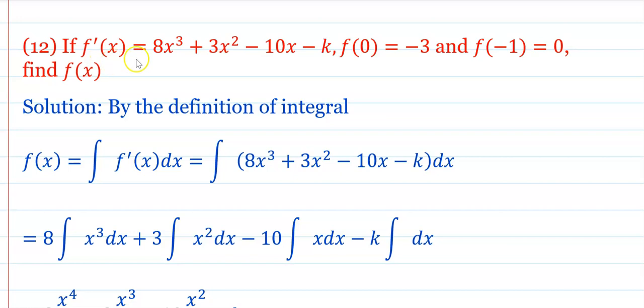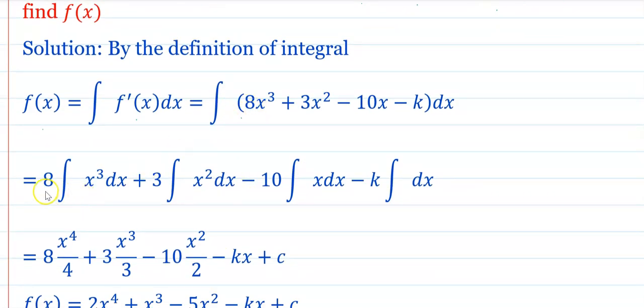If f dash of x is equal to 8x cube plus 3x square minus 10x minus k, and f of 0 is minus 3, f of minus 1 is 0, find f of x. By the definition of integral, f of x is equal to the integral of f dash of x. Therefore, we will find the integral of this. The integral of 8x cube means what? 8 into the integral of x cube dx, plus 3 times the integral of x square dx, minus 10 times the integral of x dx, minus k times the integral of dx.